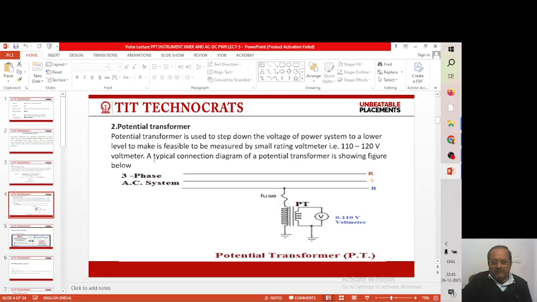So these are the instrument transformers.